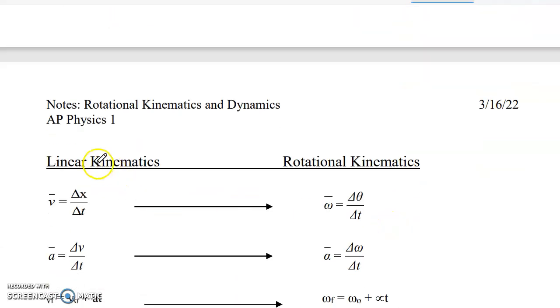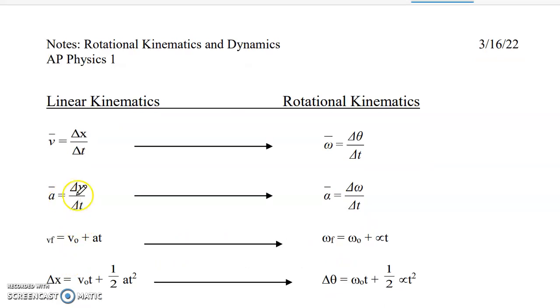Likewise, when we deal with just the kinematic side of things, when we talk about an average velocity, that's going to be found on the rotational side by an angular velocity. The average angular velocity would be its displacement in a circular fashion, a circular or angular displacement, divided by time.